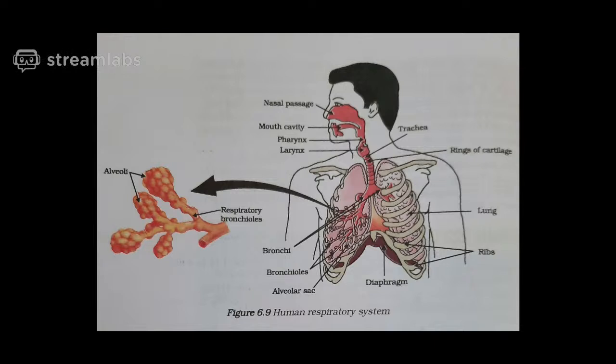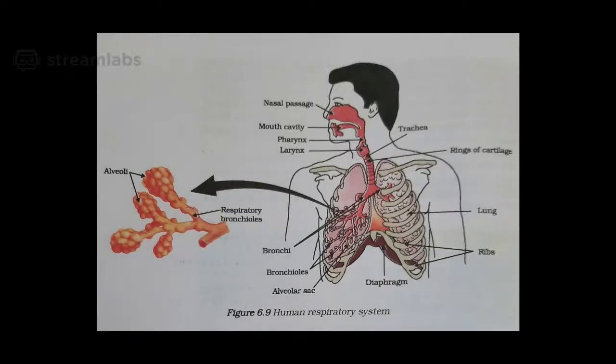The trachea has C-shaped cartilaginous rings and it branches into two bronchi, which enter the two lungs. Inside the lungs, the bronchi divide into more and more bronchioles, and end with the air sacs. Air sacs are very important. They are called alveoli.